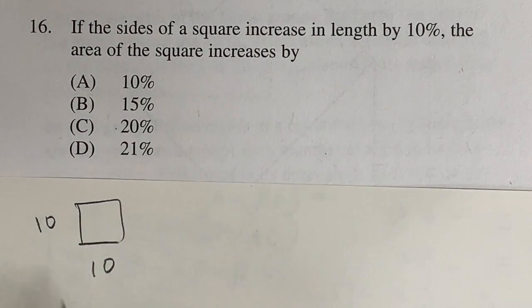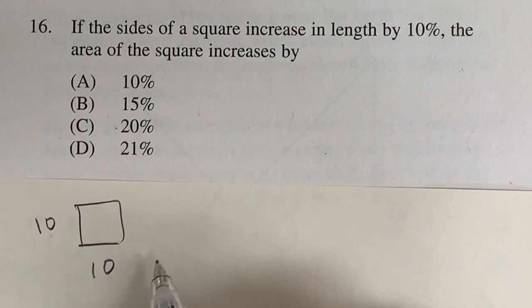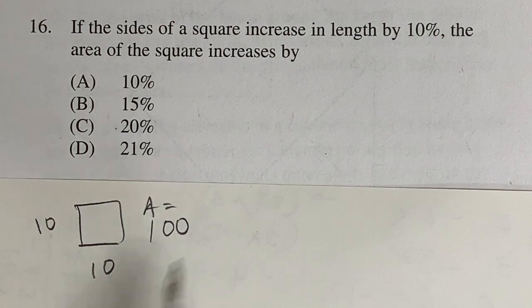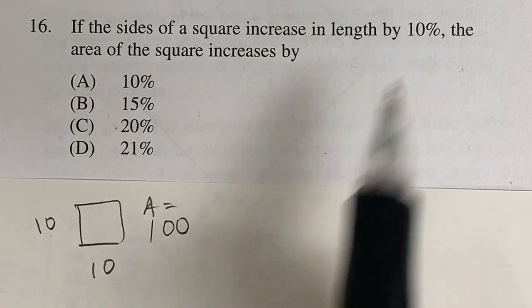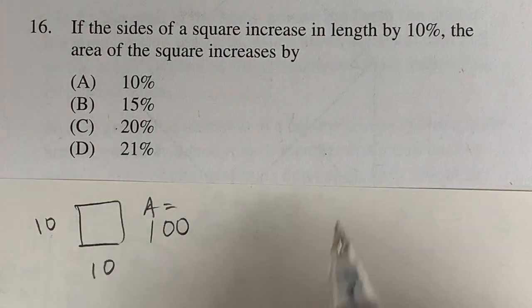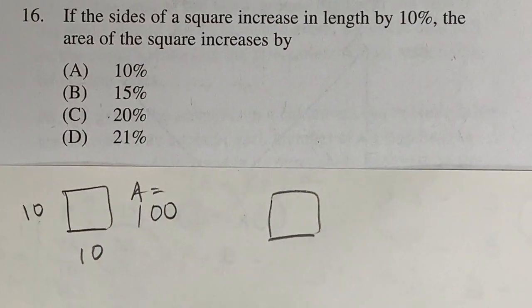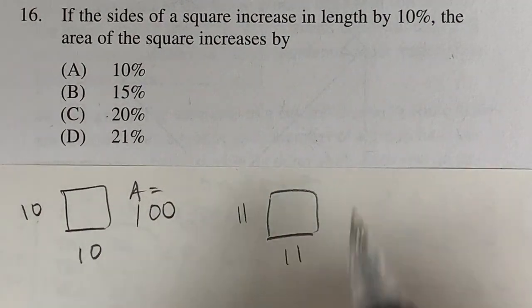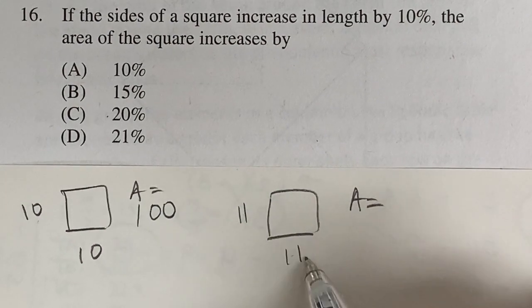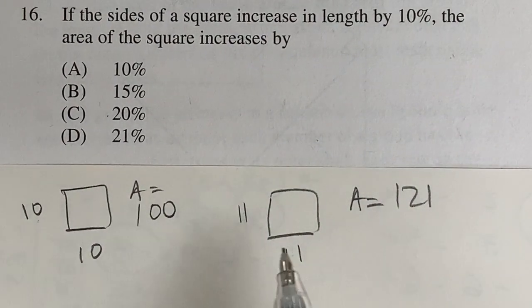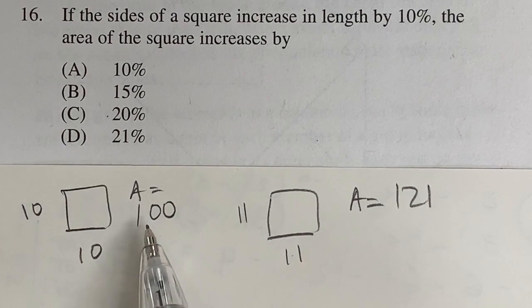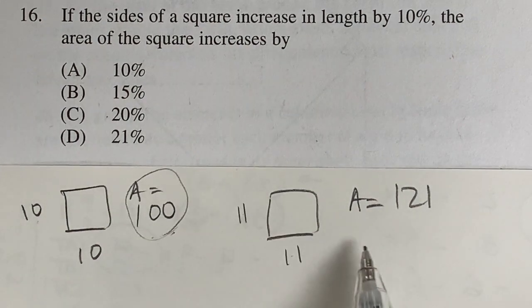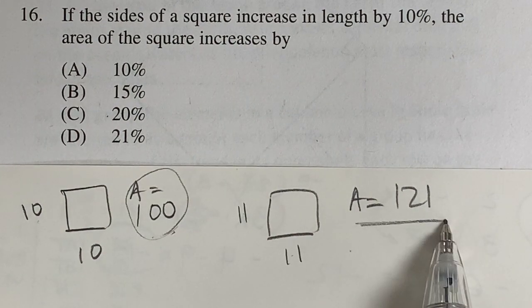If it was 10 times 10, my area will be 100, right? This will be the area of the square. Let's say I increase the length by 10%, so 10% of 10 is 1. So my other square, after the increase in size, will be 11 times 11, which is an area of 121. So from the first square, which has an area of 100, to the second square after the increase, you have 121.